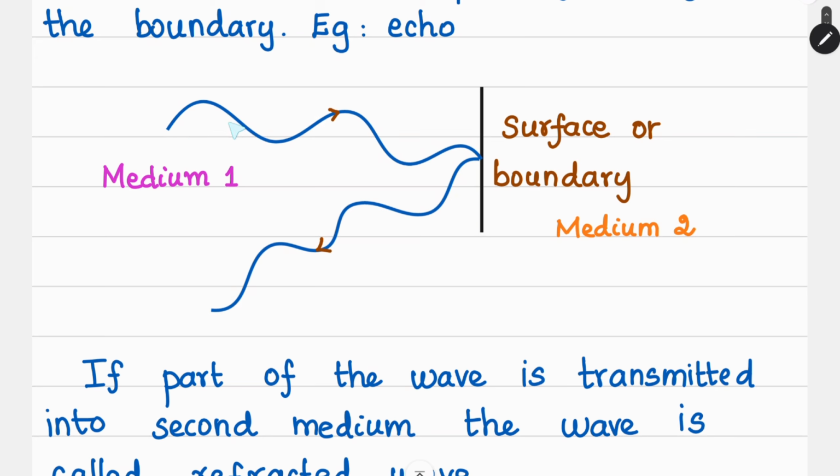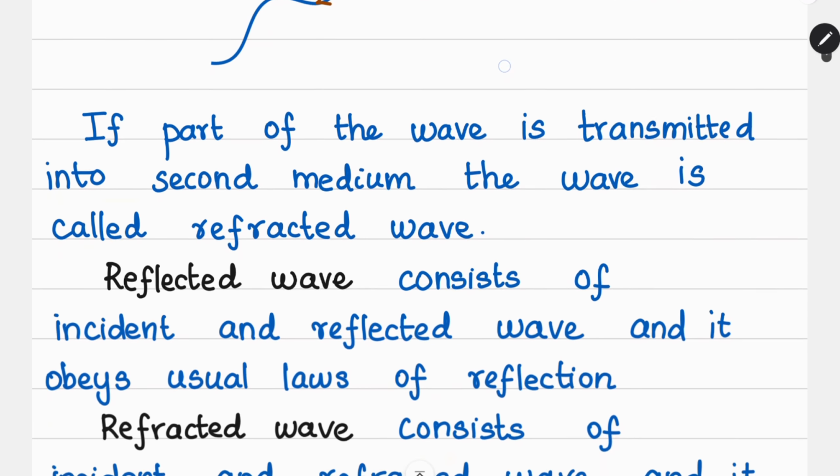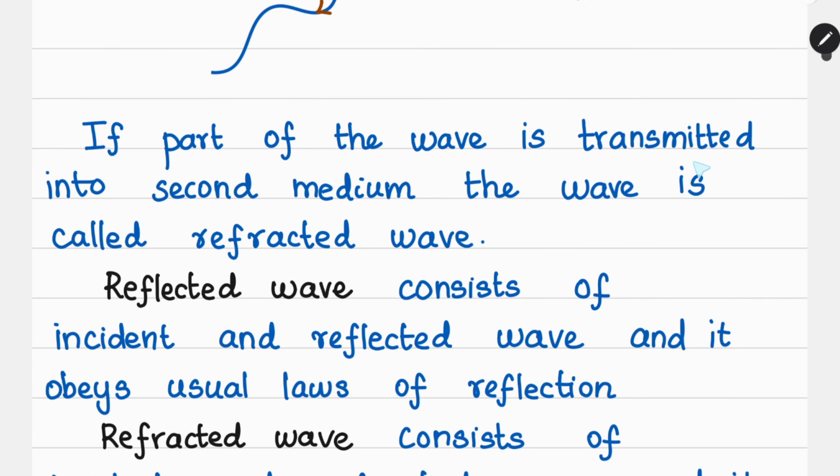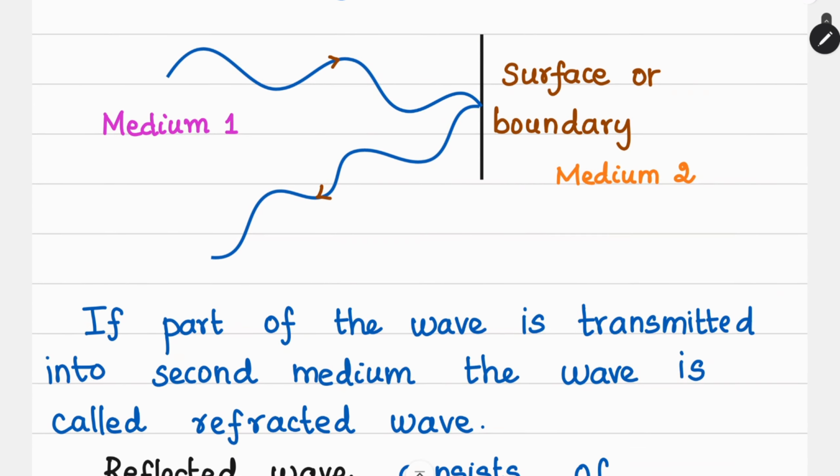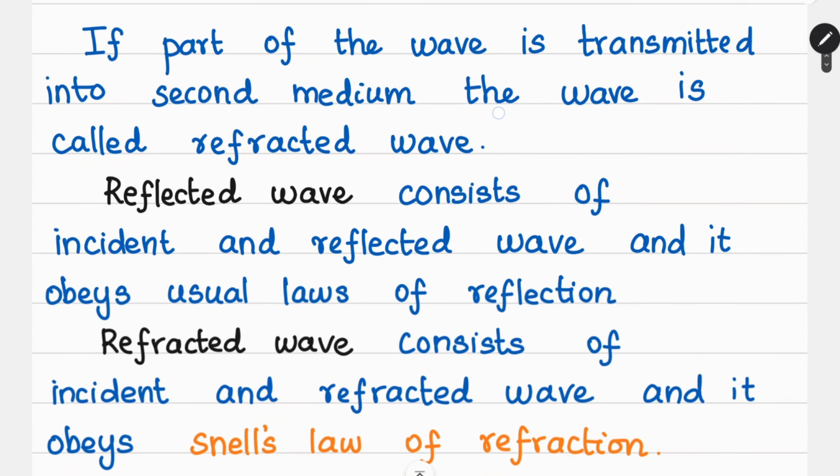So here in this diagram, the wave is hitting a surface or a boundary, and if this wave is not entering the second medium and is reflecting back, this is called the reflection of waves. If part of the wave is transmitted into the second medium, that wave is called the refracted wave, and if the waves overlap, that is a complex case.